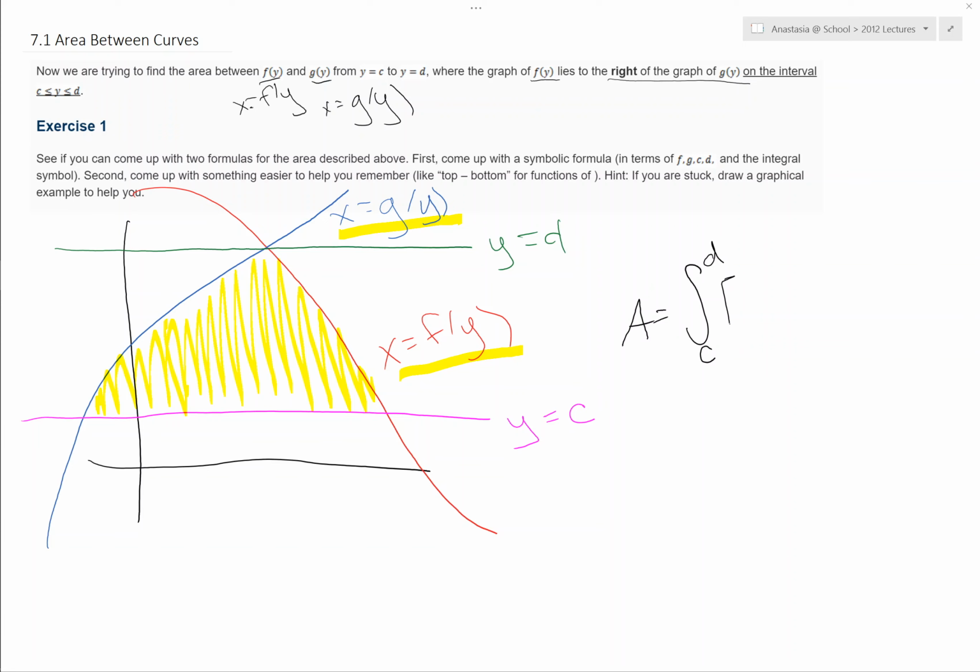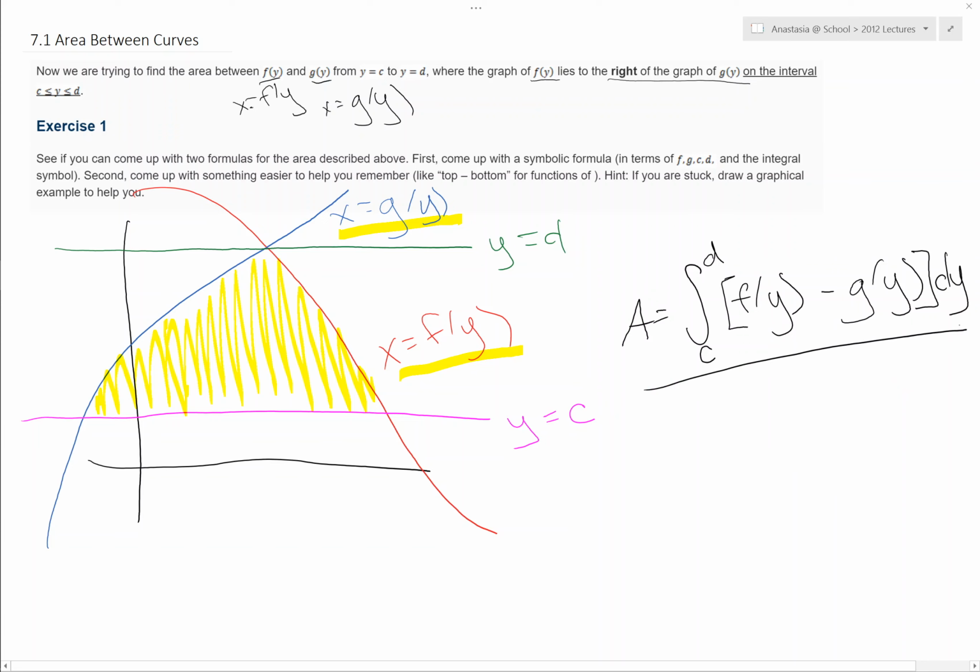So this means that we are going to want f of y first, and then minus g of y, and we'll integrate with respect to y. So our formula is the integral from c to d of f of y minus g of y dy. But to make it a little bit easier to remember, we want the larger values, so those are farther to the right. So we're going to have right minus left. And there we go. This will allow us to be able to find the area between curves with integrating in terms of y.